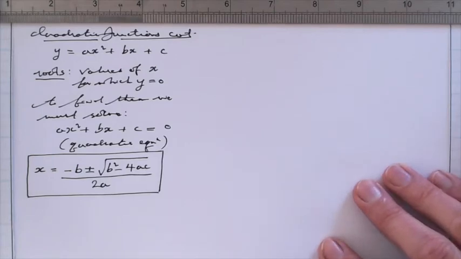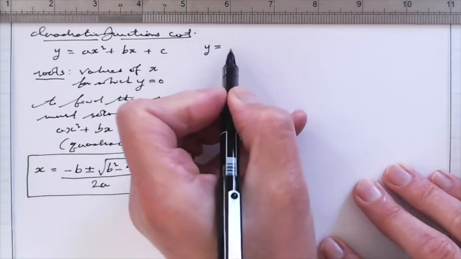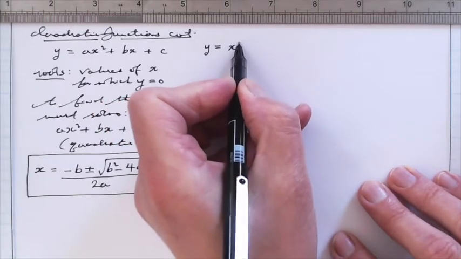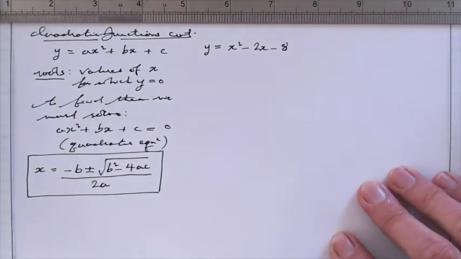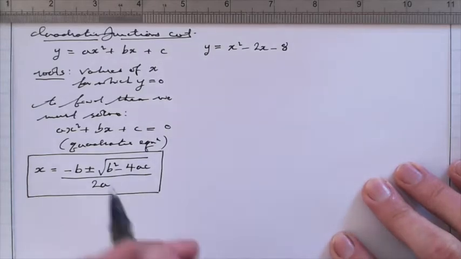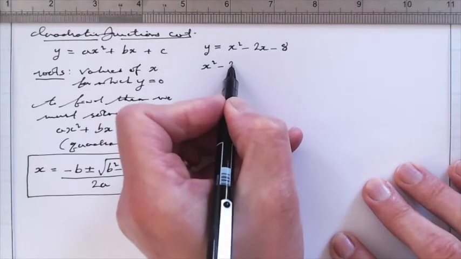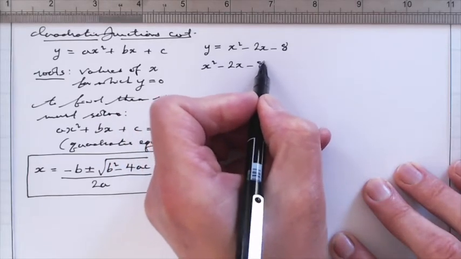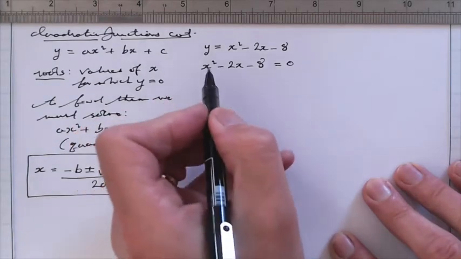So let's see it in action. Let's do an example. Let's look at y equals x squared, take away 2x, take away 8. So there is a nice looking quadratic function. Let's say that we want to calculate the roots. Let's use the formula. To find the roots, we have to set the quadratic function to 0. I can read off the values of a, b, and c.